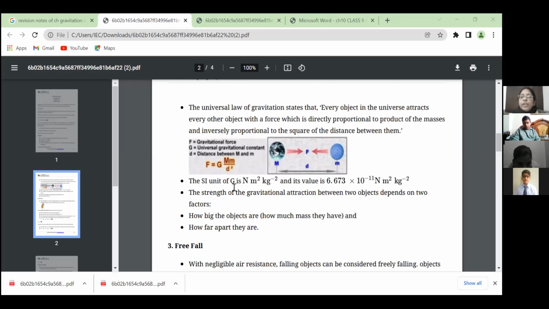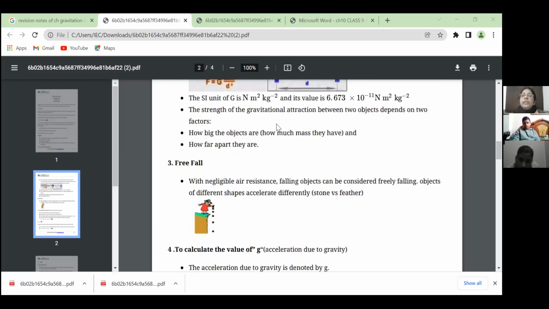The SI unit of G is Newton meter square upon kilogram square, and its value is 6.673 into 10 raised to power minus 11 Newton meter square upon kilogram square. Yes, children, the strength of this force depends upon the distance between the two objects, how big the objects are and how far apart they are from each other.